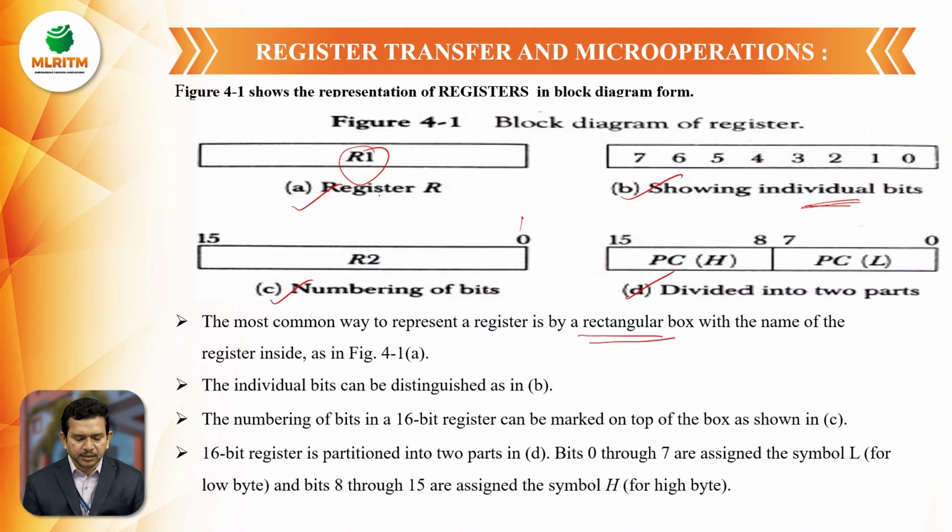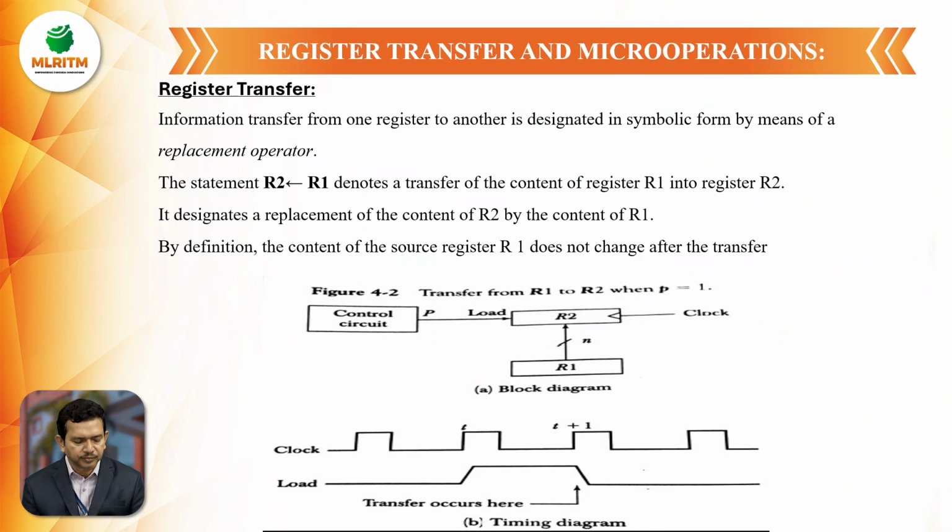Next, the most common way to represent a register is in a rectangular box. I think we have seen all this. The individual bits can be distinguished in B. Likewise, C is going to give the range. And if I go with the D, D is making the equality partitions when I go with the register.